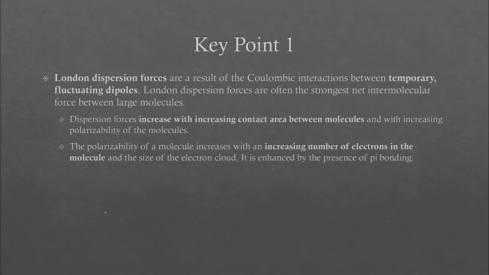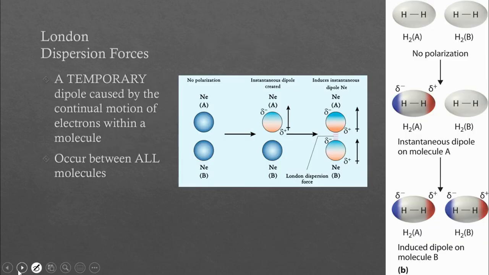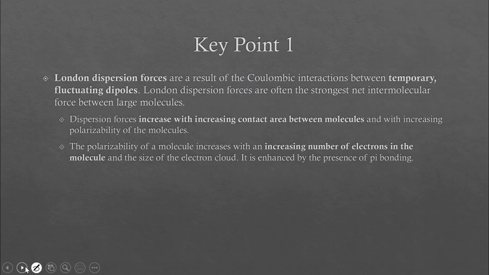So our first key point is that London dispersion forces are a result of the Coulombic interactions between temporary fluctuating dipoles. London dispersion forces are often the strongest net intermolecular force between large molecules. Dispersion forces increase with increasing contact area between molecules and with increasing polarizability of the molecules. The polarizability of a molecule increases with an increasing number of electrons in the molecule and the size of the electron cloud. It is enhanced by the presence of pi bonds. So that's a lot of information.